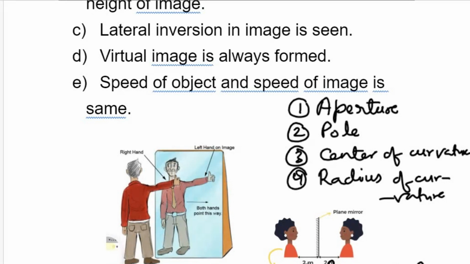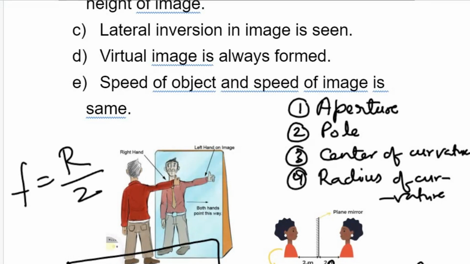What is focal length? Focal length is the distance between principal focus and pole of the mirror. Focal length is always half the radius of curvature, or twice the focal length is the radius of curvature. So there is a relation: radius of curvature is twice the focal length. Just remember this. We have some numericals on this. In that case, focal length is actually R by 2. So either use this or that.